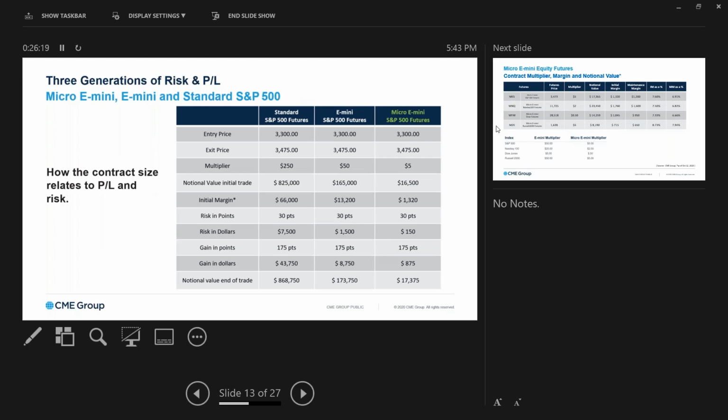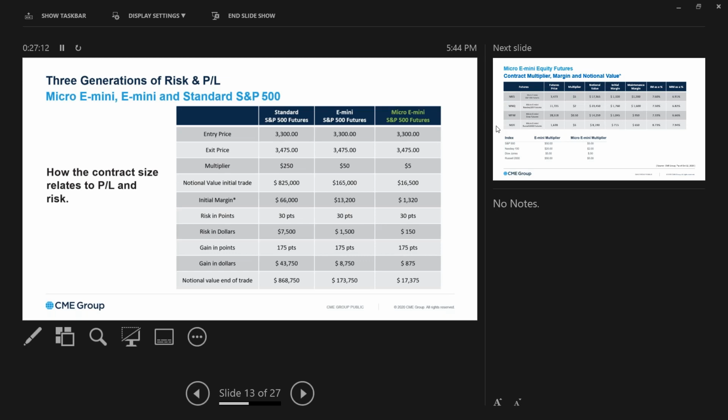So the contract size has decreased, but we have to understand what that really means. Does that mean that you will enjoy the same gains and risk in terms of the dollar amount? So I put a little table here to help you better understand the actual differences. This is an assumption. I put the entry price and exit price of the S&P 500 index. So let's assume that you bought one contract of the futures of each, the standard size, E-mini size, and micro E-mini size, at 3,300. And let's say that you sell at 3,475.